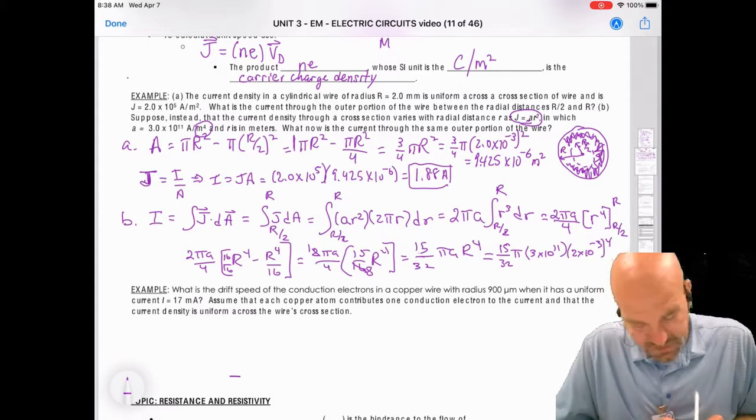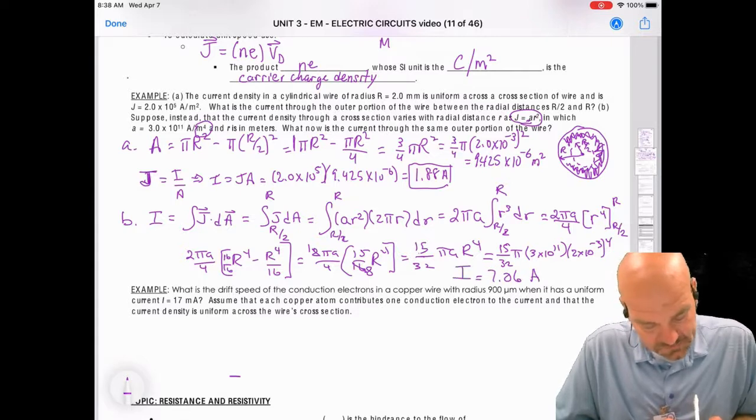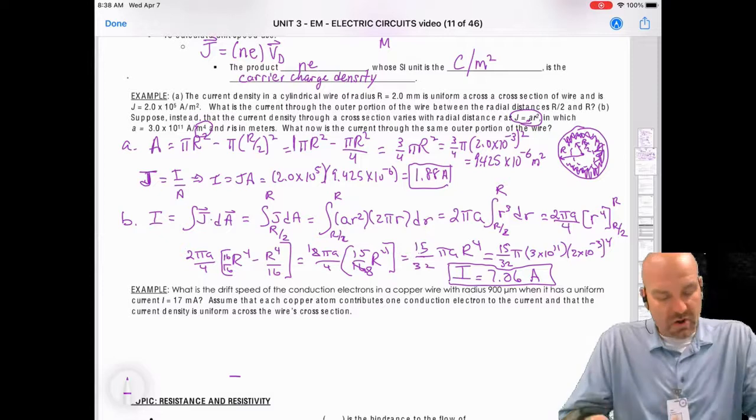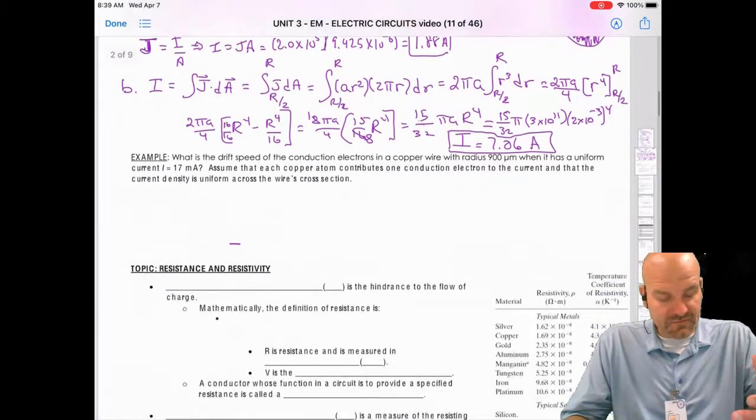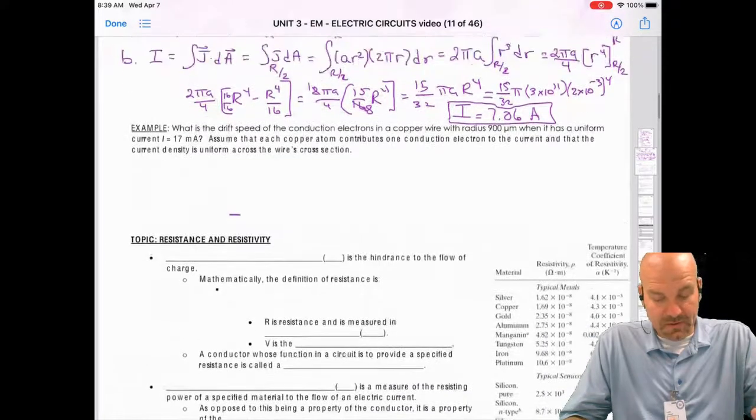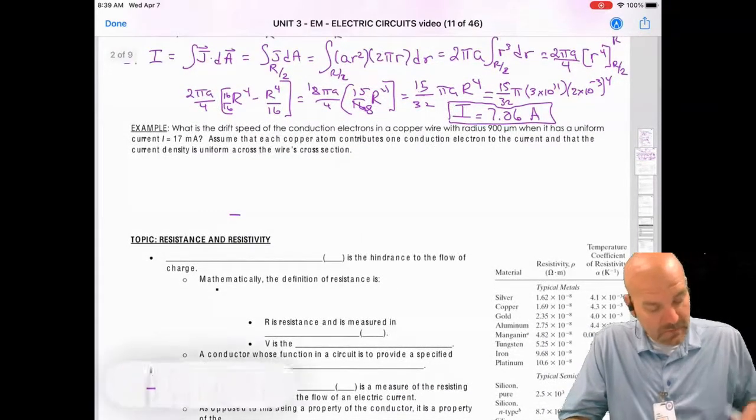And so what kind of current do I get here? I get a current of 7.06 amps. So you can see if I change R, or if I change J with respect to R, I get a little bit more current that is flowing through that period, that wire.